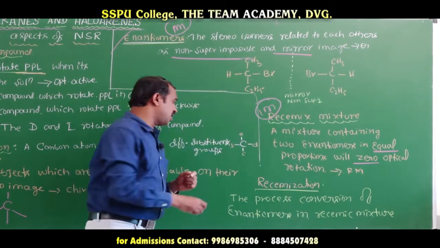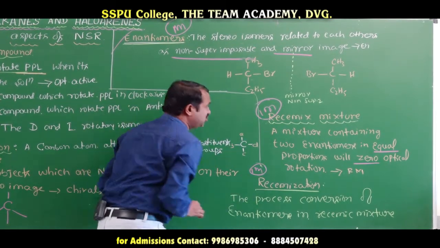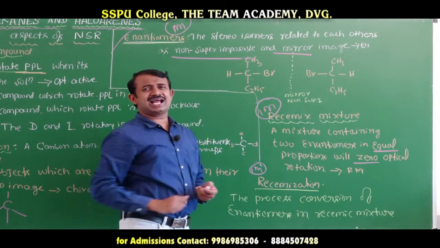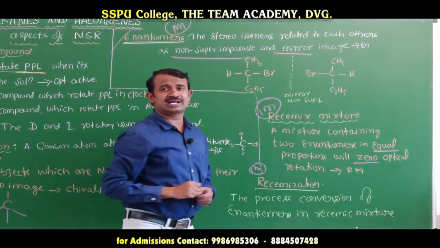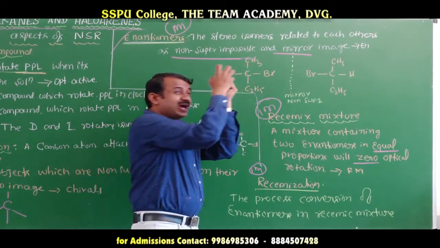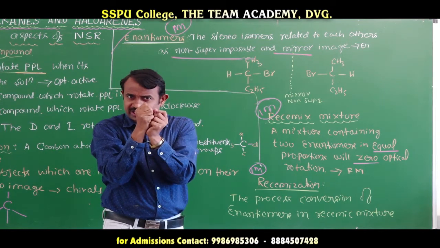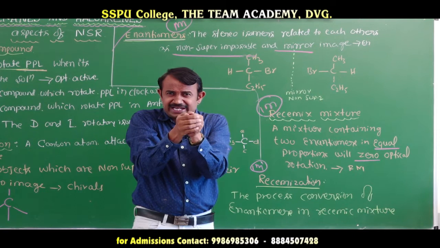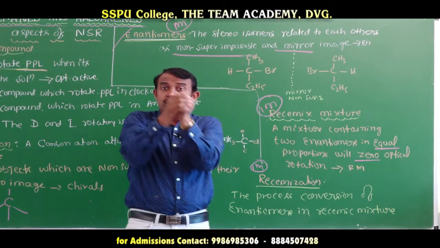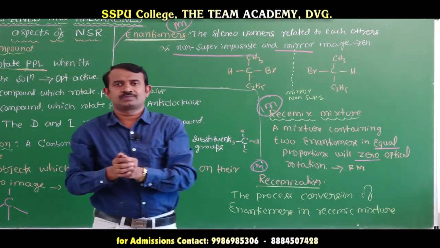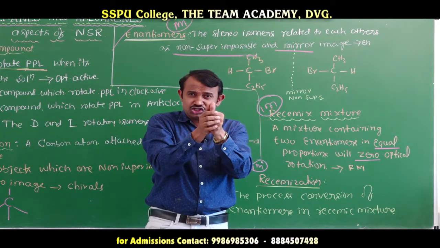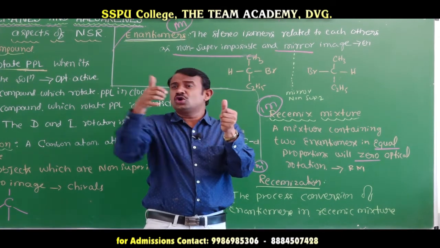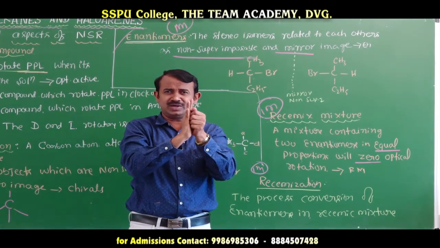What is racemization? This is also a 1 mark question. Suppose one rotates clockwise and the other anti-clockwise. Take only one compound, the dextrorotatory one. When the dextrorotatory compound is converted into dextro and laevo, one enantiomer is converted into 2 enantiomers.